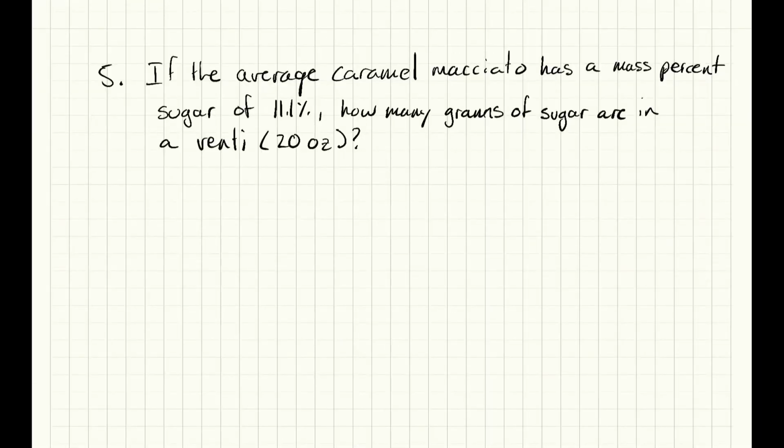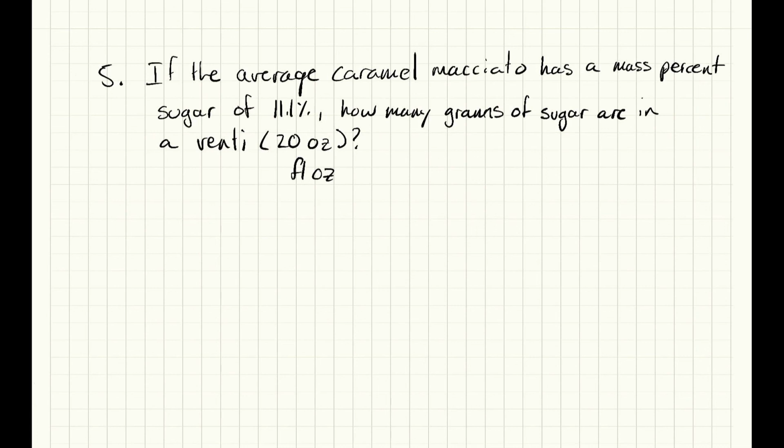Okay, final question I'm going to go over, or I'll tag on maybe a brief statement about the other 2 sig fig problems. If the average caramel macchiato has a mass percentage of 11.1%, how many grams of sugar are in a venti? 20 ounces. So that's actually 20 fluid ounces.